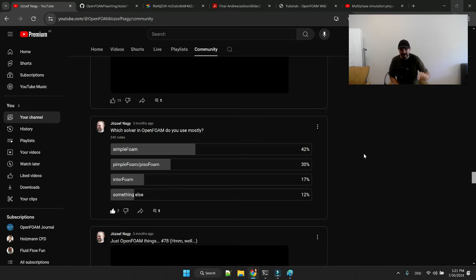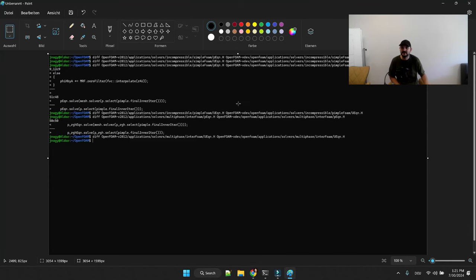and interFoam. And I just remote desktopped into one of my older laptops, because there I have version 2012 as well as the current development version of OpenFOAM. So July 2024 versus December 2020. And I took a look at simpleFoam, pimpleFoam, and interFoam, and the two main equations where the velocity-pressure coupling is being solved. So the core of each OpenFOAM simulation.